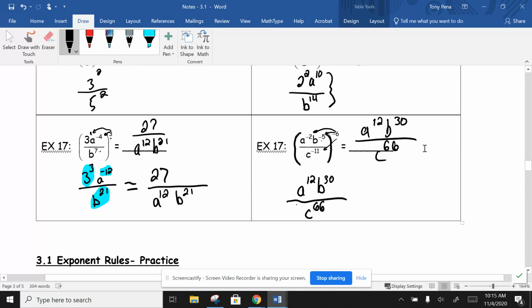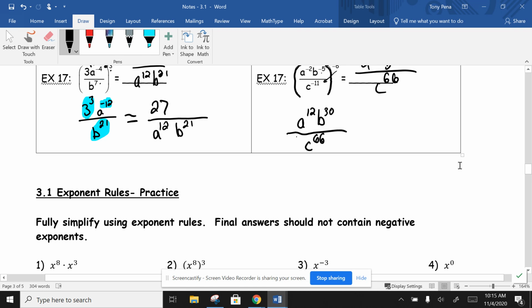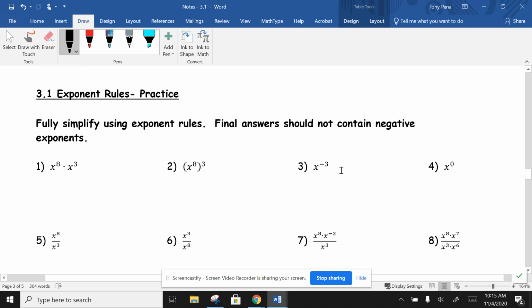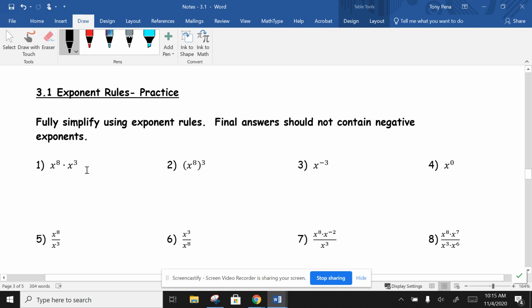Those are all of your rules. Some of them are just compounds of each other. And I will just do a bunch of these. Do 1 and 2 real quick. As simple and as quick as they are, we just got to kind of remember, what are we doing? Are we adding, subtracting, multiplying? What do we do with those exponents? So try 1 and 2 real quick.